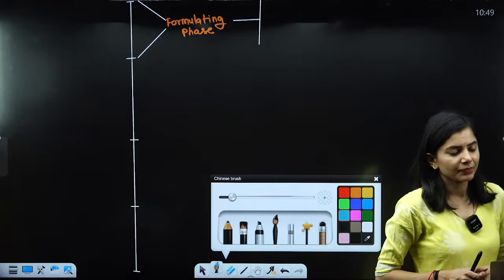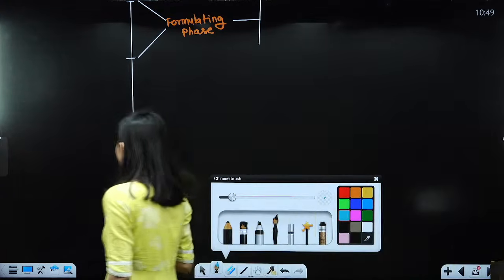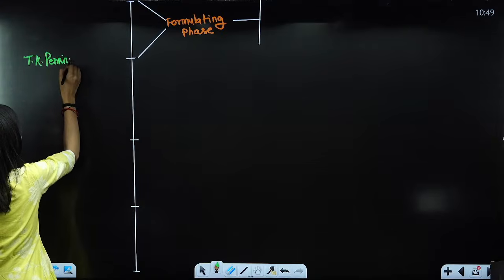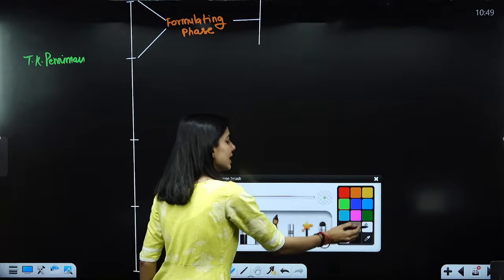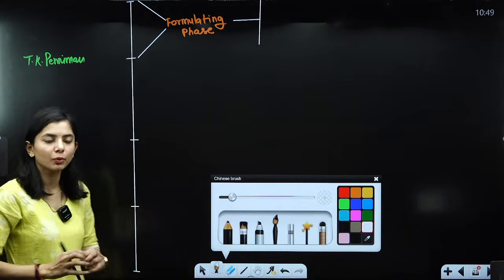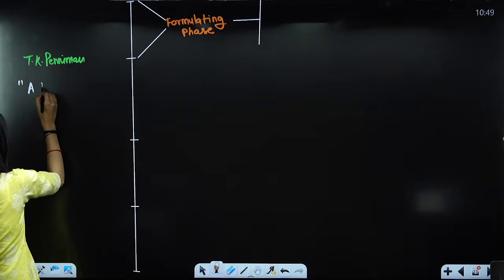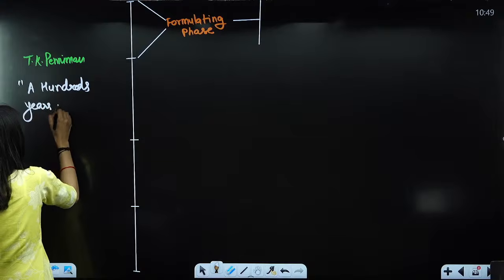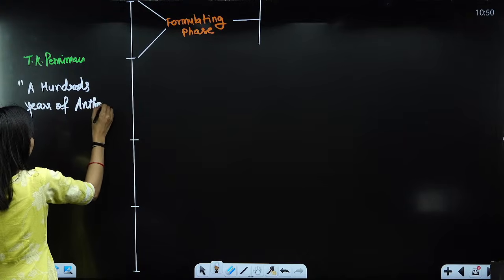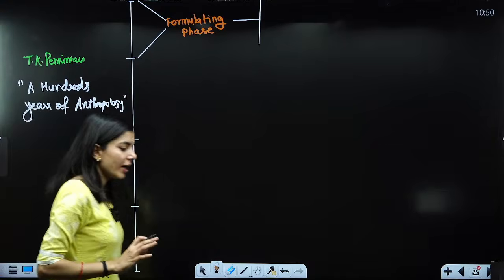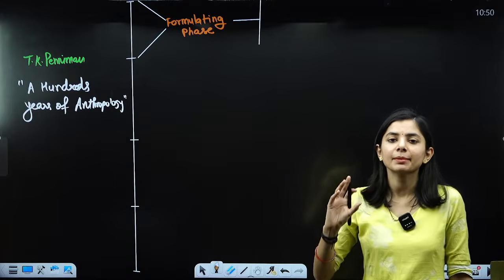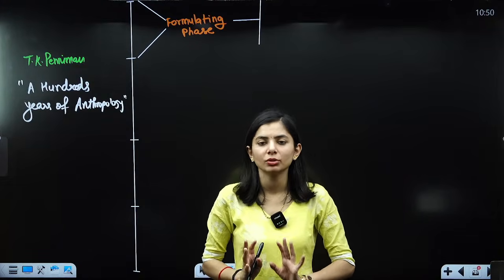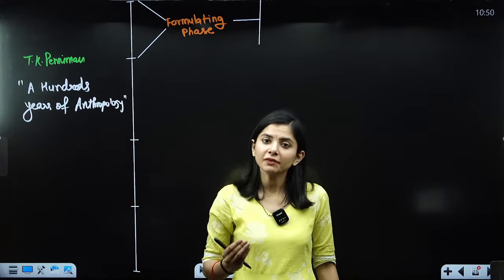For the very first time there was one person, his name was T.K. Penniman. He had a vision, and with that vision, he provided a book. The title of the book is 100 Years of Anthropology, where he provided the idea of having anthropology as a separate subject. He was saying that we should have a subject which separately and dedicatedly talks about humans only. And therefore, he said that the journey for anthropology was not easy.